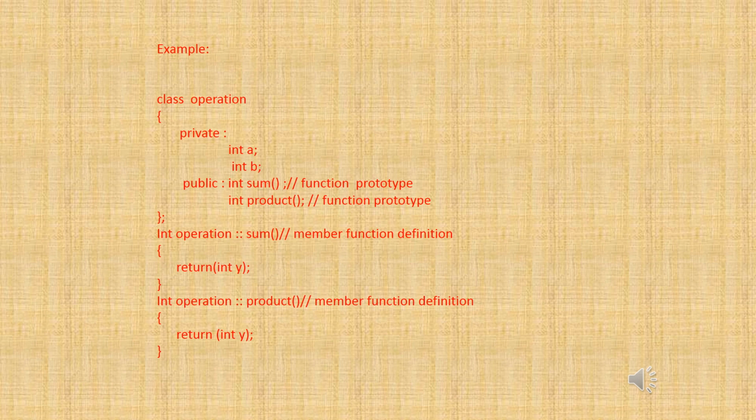In this example, operation is the name of the class. int A and int B are the two private data members. Sum and product are member functions declared inside the class definition, and then the member functions sum and product are defined outside the class using the scope resolution operator.